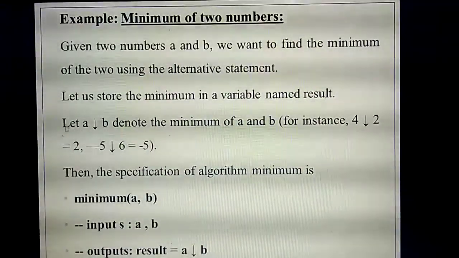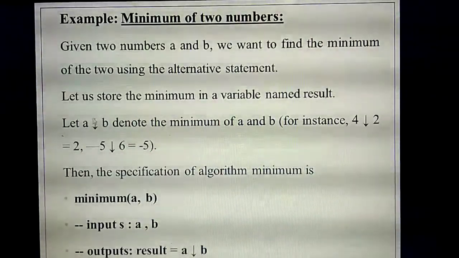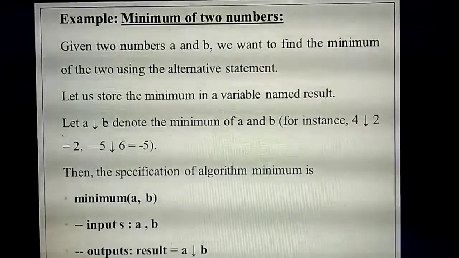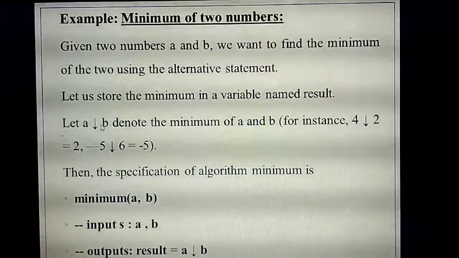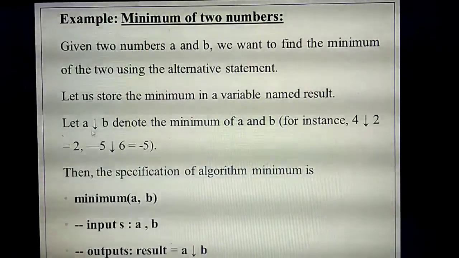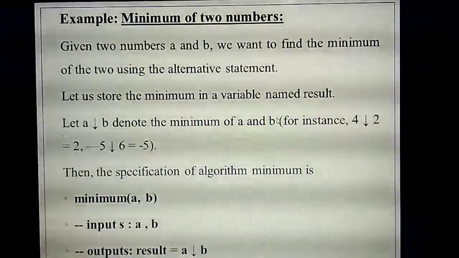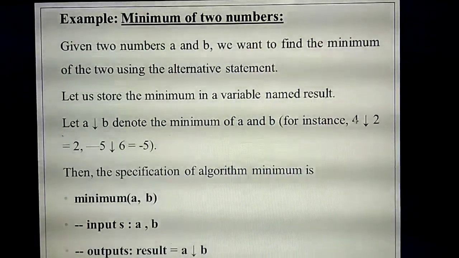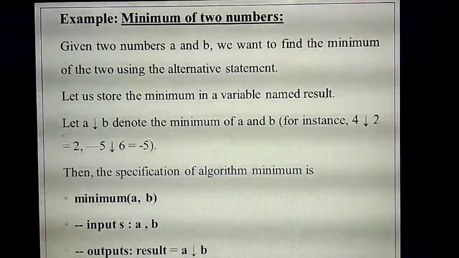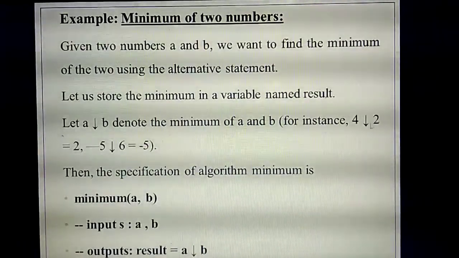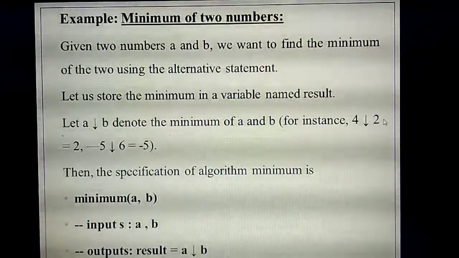We are going to find the minimum. We need to read this as A arrow minimum B. We need to find the minimum of these 2 numbers, A as well as B. So they have given A arrow minimum of B. In brackets they have given 2 examples. 4 minimum of 2: which is the minimum or smallest value? 2. The answer is 2.